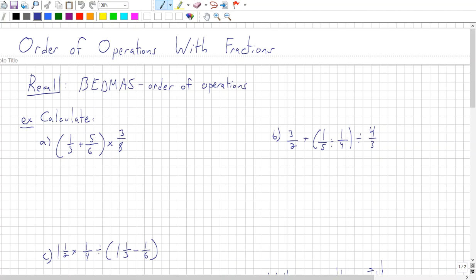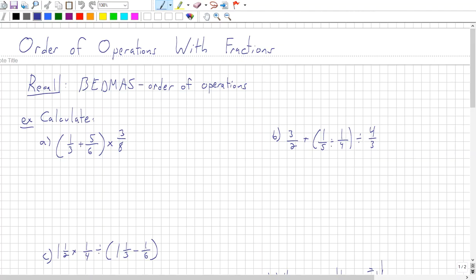This is order of operations with fractions. So putting everything together that we've learned, multiplying, adding, all that stuff. Recall BEDMAS is the order of operations, of course. That's brackets, exponents, dividing, multiplying, adding, and subtracting.